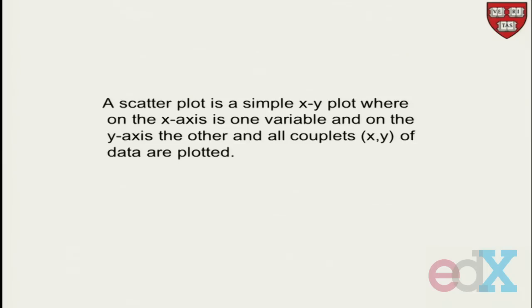A scatter plot is a simple XY plot where on the x-axis is one variable and on the y-axis the other variable. So, for example, if you're going to measure on each patient or each person an x and a y, then you look at the couplet xy and you plot it. And that's a scatter plot.